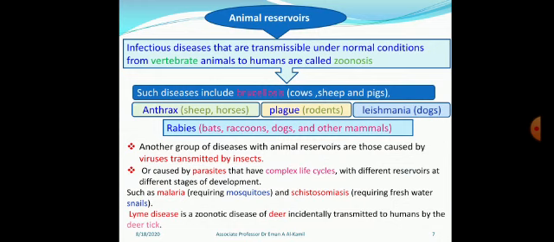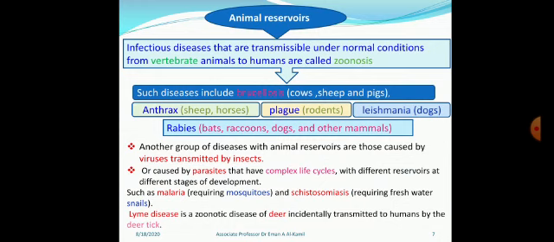Other types of reservoirs are animal reservoirs. There are a large number of animals who are carrying the infection and they can transmit the infection to human beings. And the infectious diseases which are transmitted from vertebrate animals to humans are called zoonosis. There are a large number of zoonotic infections, a group of diseases which are transmitted from vertebrate animals to humans by different modes of transmission. Such diseases include brucellosis from cows, milk, sheep and pigs, which are diseases of animals transmitted to humans. Brucellosis is also called Malta fever or Mediterranean fever.